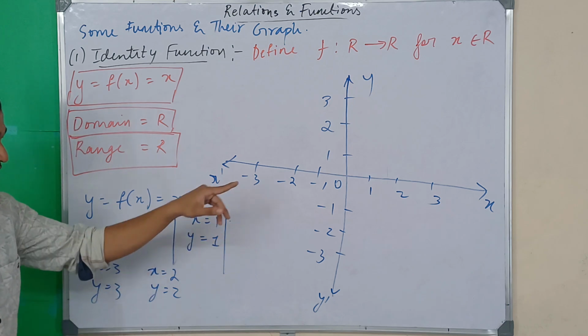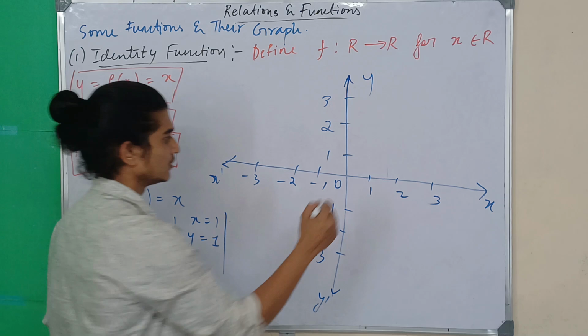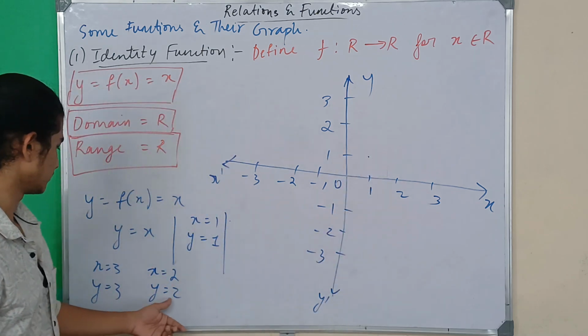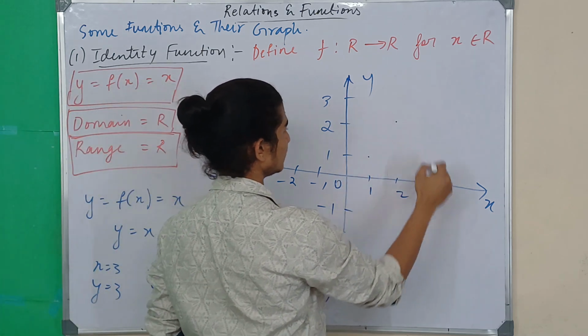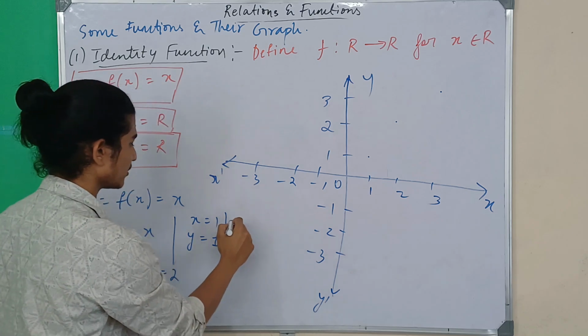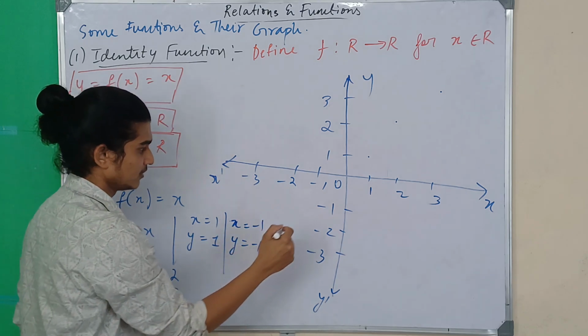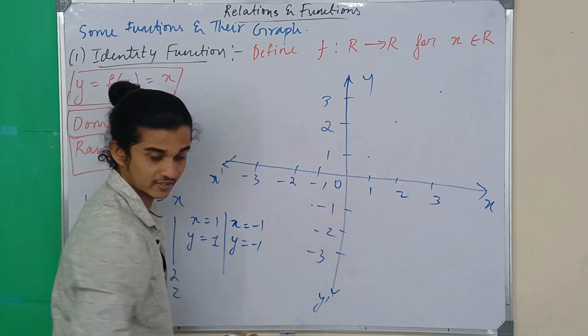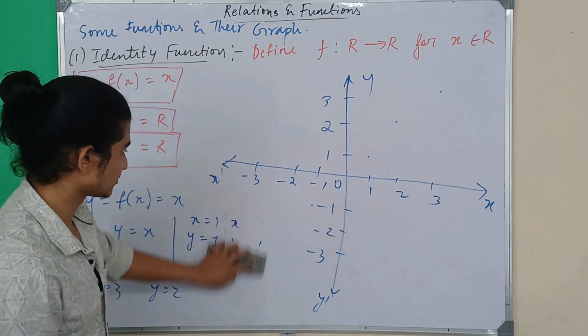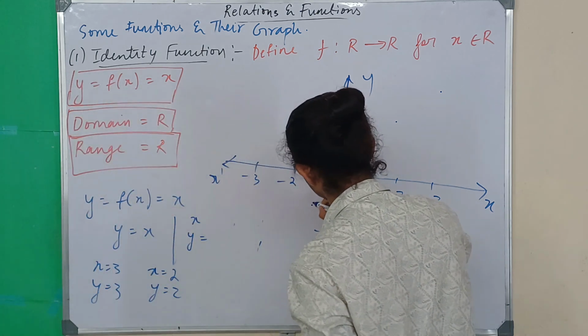So if I represent this on the graph, x is 1, y is 1, so this is 1 comma 1, and this is 2 comma 2 and 3 comma 3. In the exact same way, if I put x equal to minus 1, my y is going to be minus 1. So one more point is going to be somewhere here. If I join this, I'm going to get a straight line which passes through the origin.